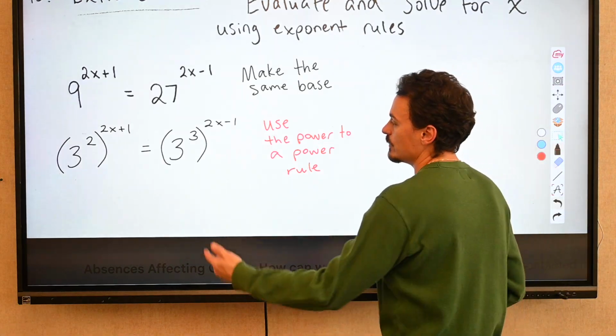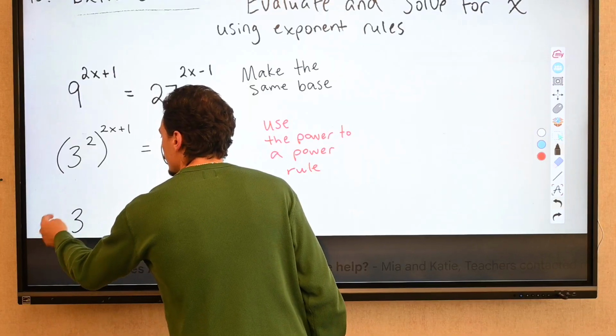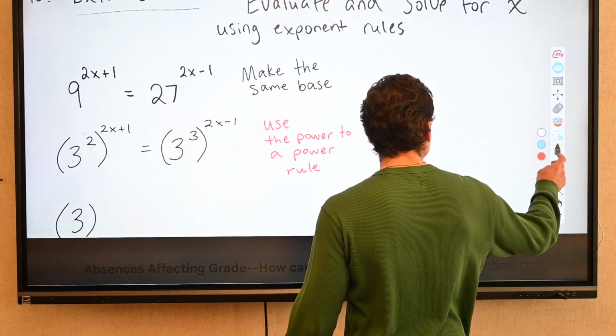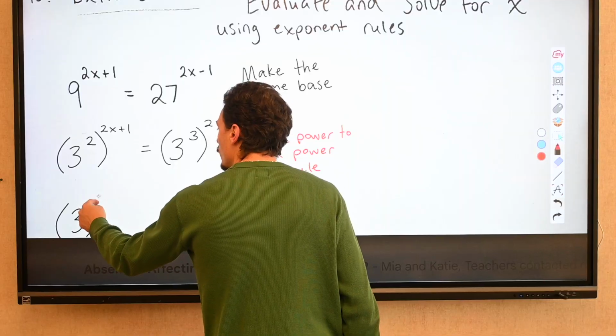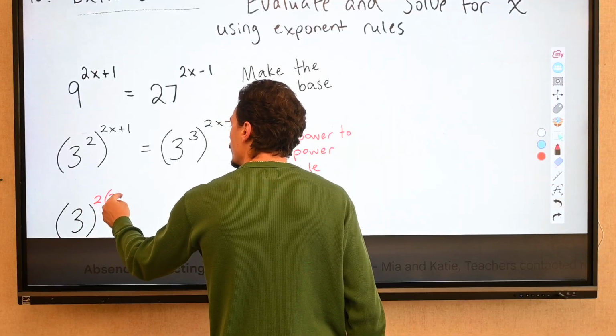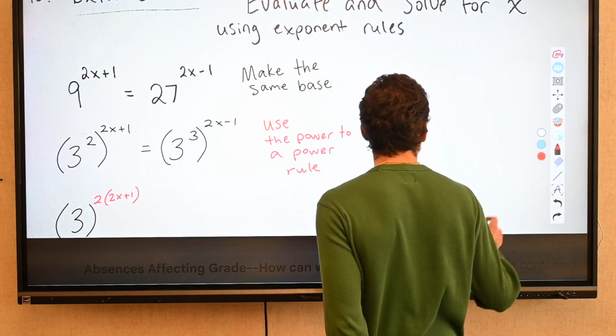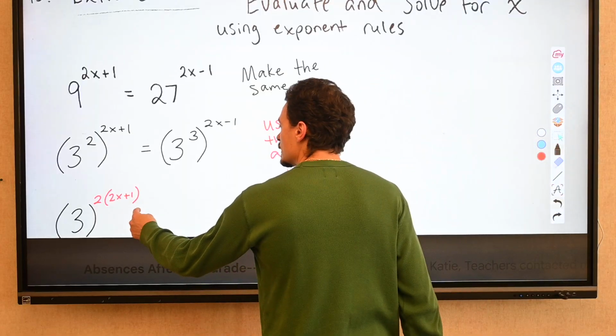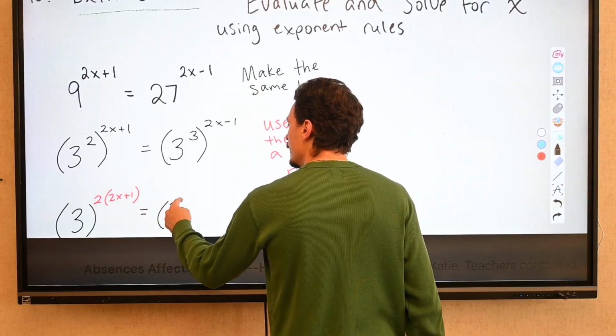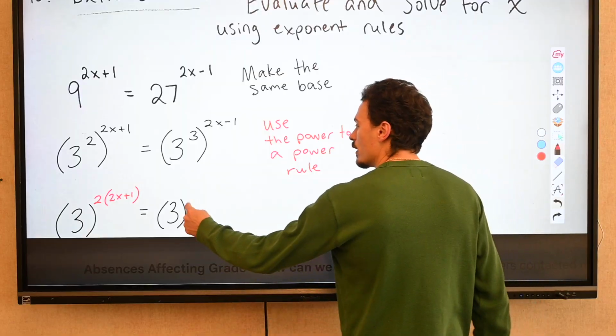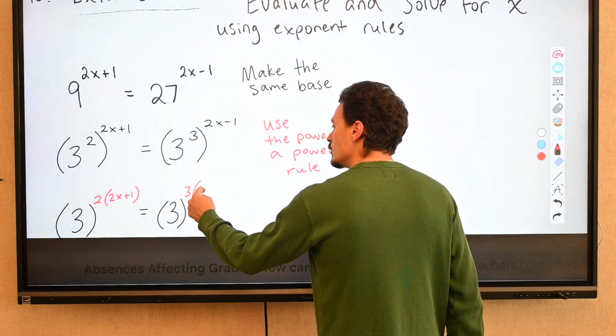So now since I have the same base of 3, I can do the power of a power rule, which would give me 2 times 2x plus 1. That's going to equal my base of 3 to the power of 3 times 2x minus 1.